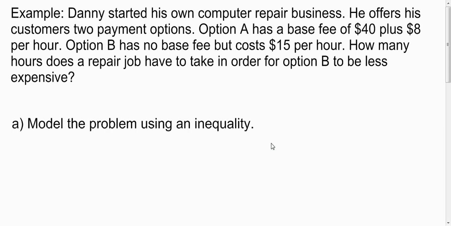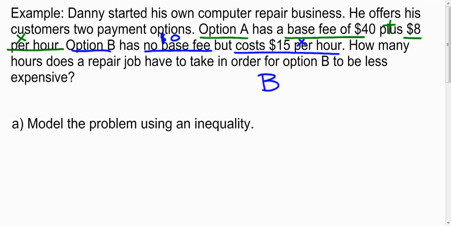Okay, next one. Danny started his own computer repair business. He offers his customers 2 payment options. Option A will be green. Has a base fee, so like a flat rate or a base fee of $40 plus $8 per hour. Per is telling you to multiply by the number of hours. Option B has no base fee, so that's $0, but costs $15 per hour. So how many hours does the repair job have to take in order for option B to be less expensive?